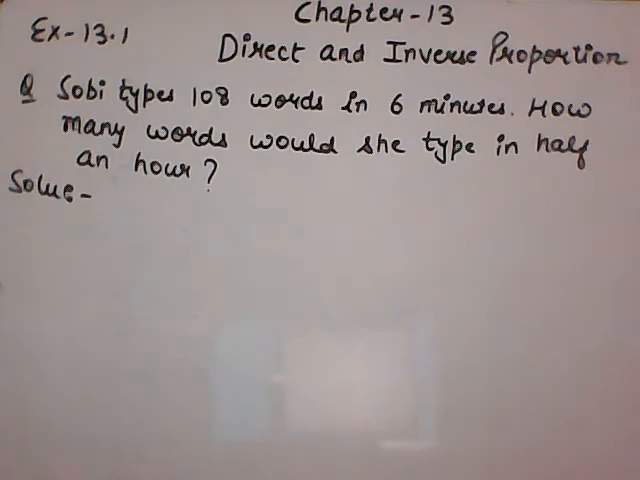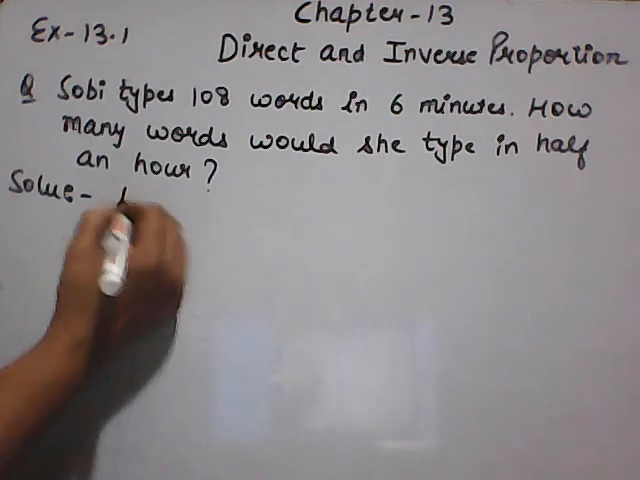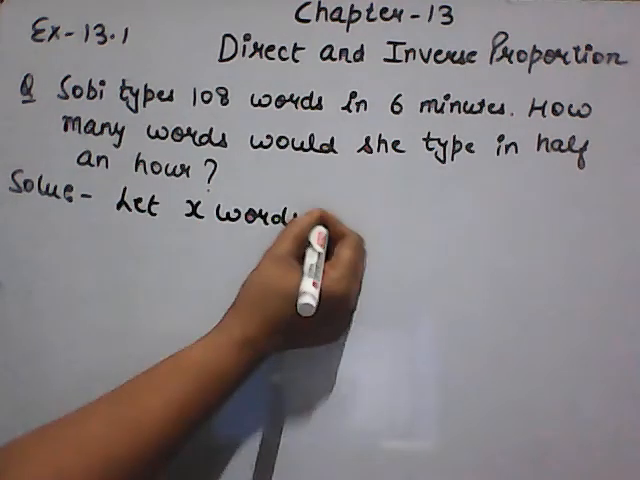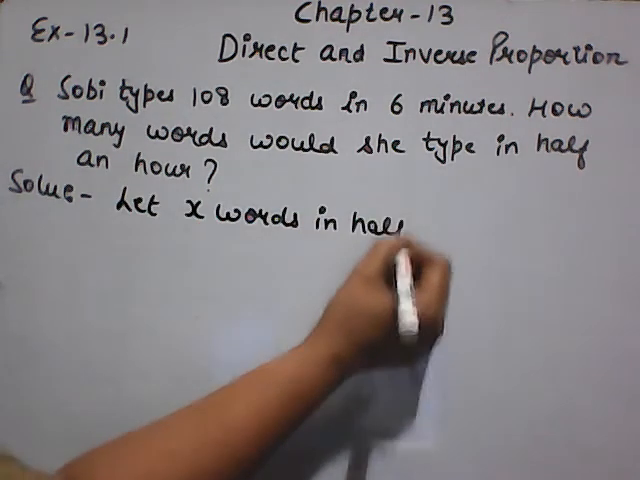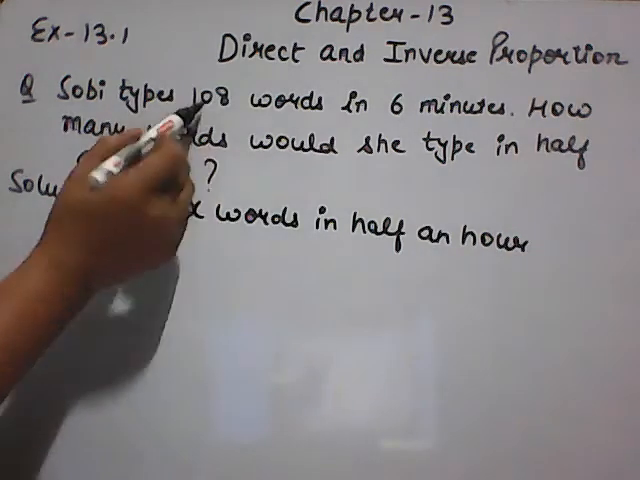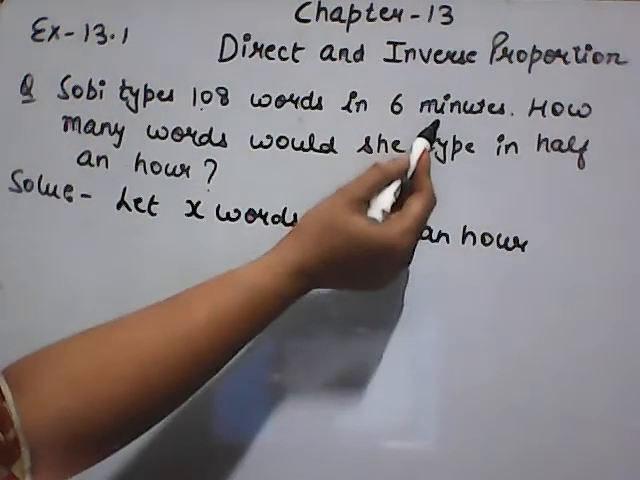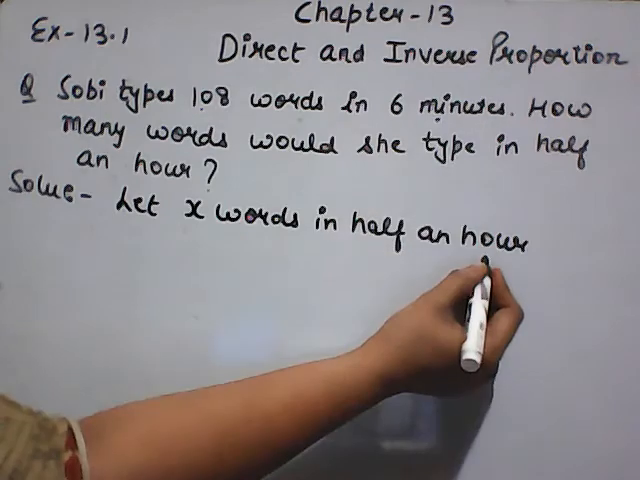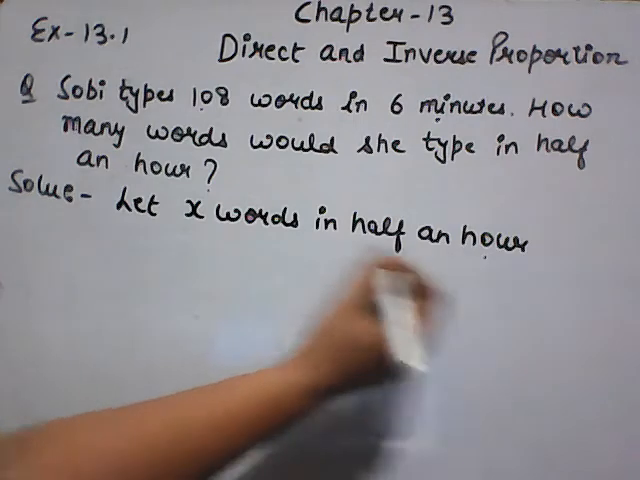In this question, Sobi types 108 words in 6 minutes. How many words would she type in half an hour? Let us assume that she can type x words in half an hour. Now, the condition is given to you. She can type 108 words in 6 minutes. Here, the time is given in minutes, but it is given to you in hours, so we can convert into minutes.